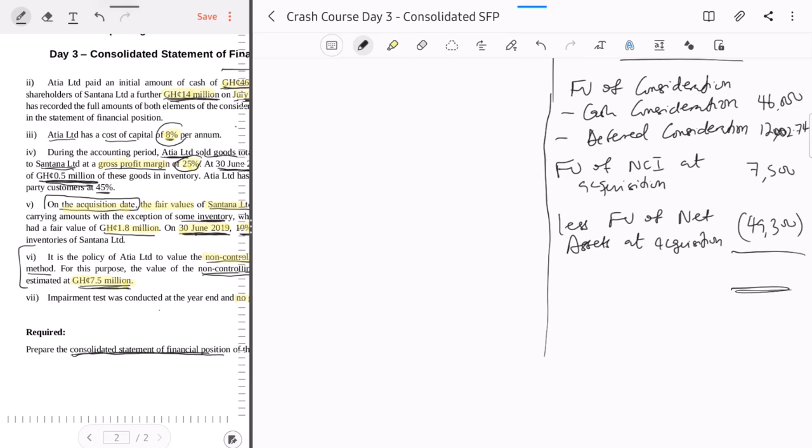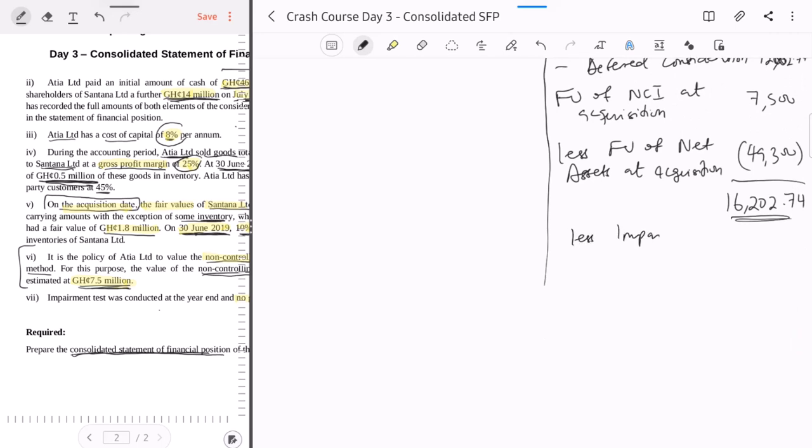So I deduct, and what does that give me in terms of goodwill? Calculator once again, give me a second, let me pull that up. 46,000 plus 12,002.74 plus 7,500 minus 49,300. That gives me a figure of 16,202.74. So this is my goodwill. Take note, if the question told you there was impairment, you just said less impairment. But let's even do it so that at least you guys are used to it. So this less impairment, which is dash in this question. So goodwill will be 16,202.74. So this is our goodwill that will go to the balance sheet, right?